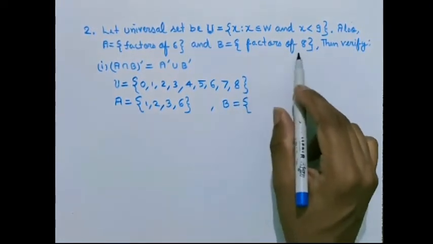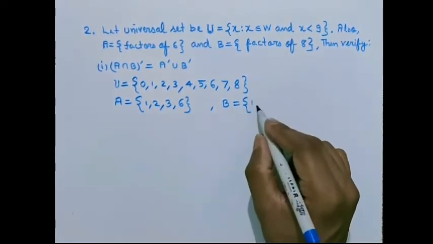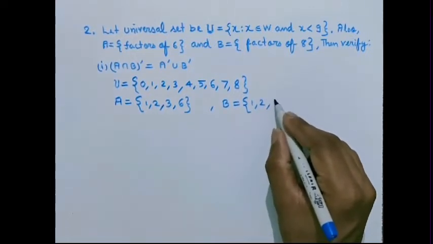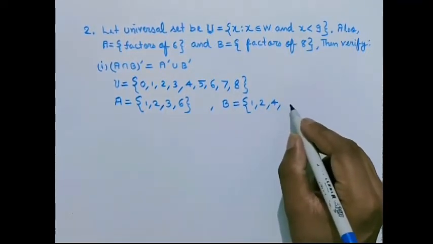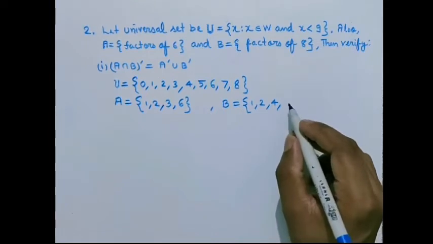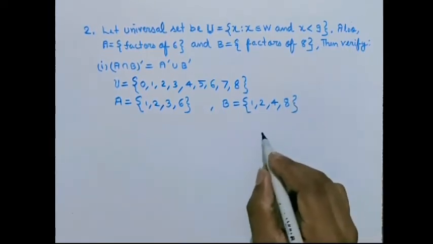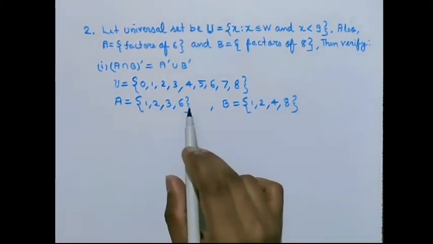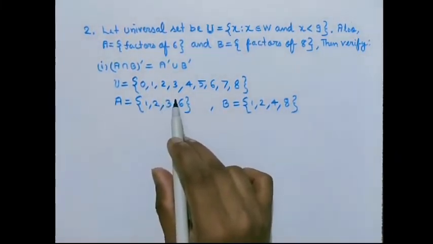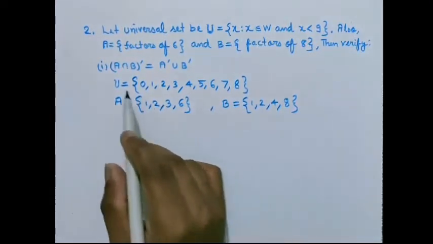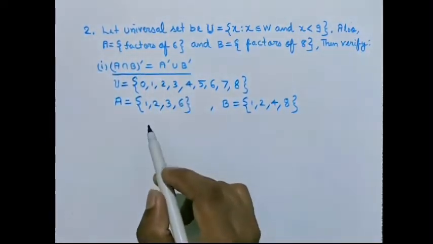So they are the factors of 8. So 1 can go in 8, 2 4s are 8, 4 2s are 8, then 5, 6, no, then 8 itself. So now we have presented the sets in the roster form. Now we will be able to verify this.